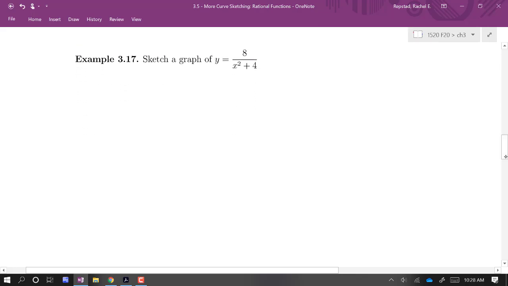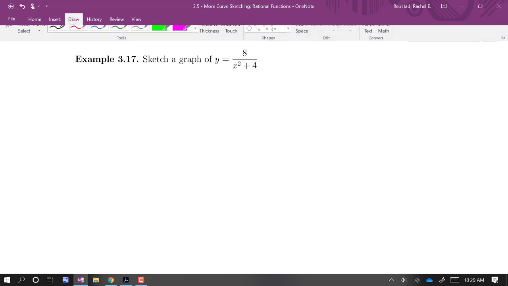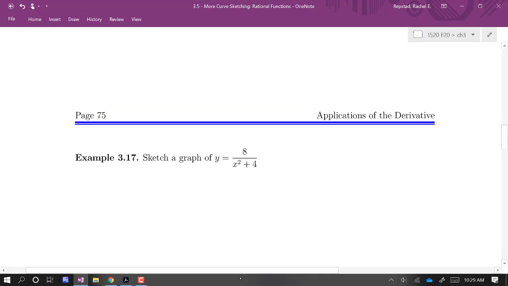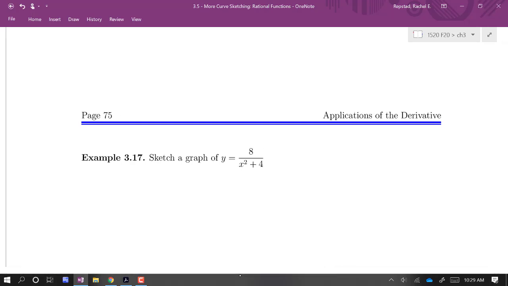Our first function, we're looking at the graph of y equals 8 over x squared plus 4. This is going to take a bit of space to work through, so I'm going to do the first couple of parts up in the top margin. The first part is, let's get the domain.